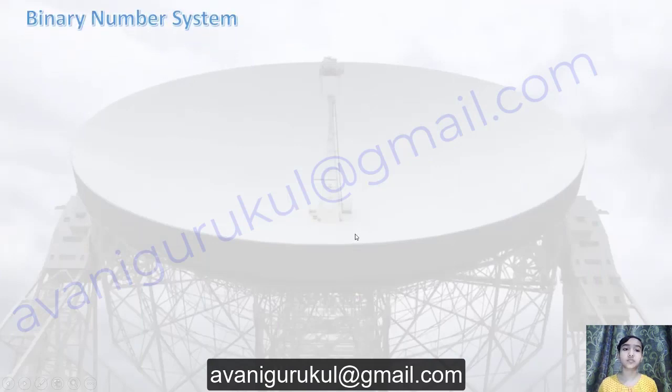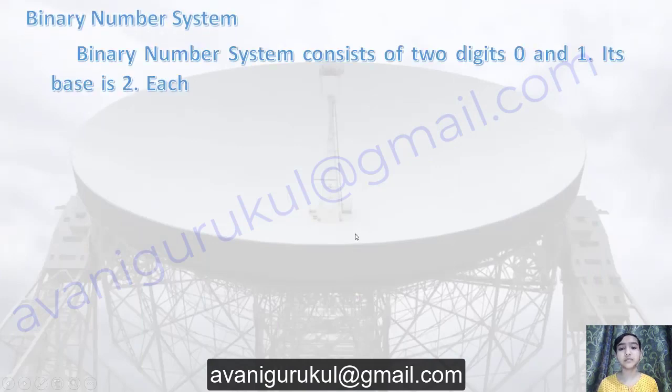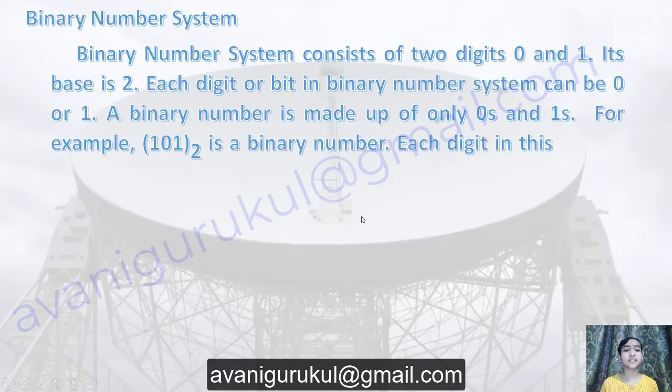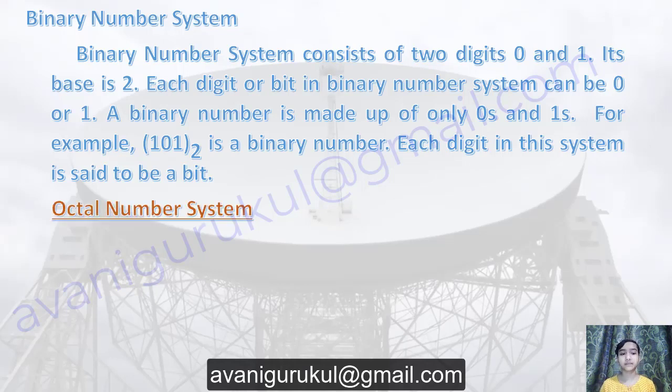Binary number system. Binary number system consists of two digits 0 and 1. Its base is 2. Each digit or bit in binary number system can be 0 or 1. A binary number system is made up of only zeros and ones. For example, 101 base 2 is a binary number. Each digit in this system is said to be a bit.